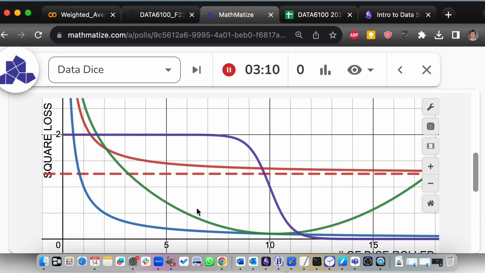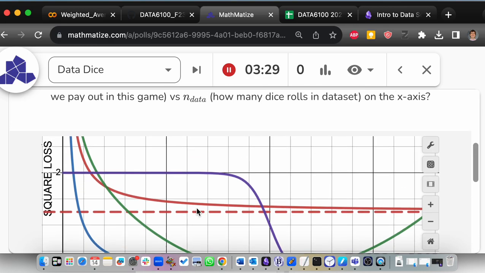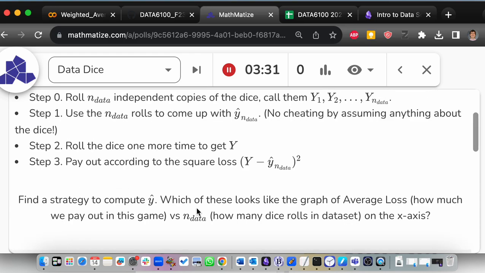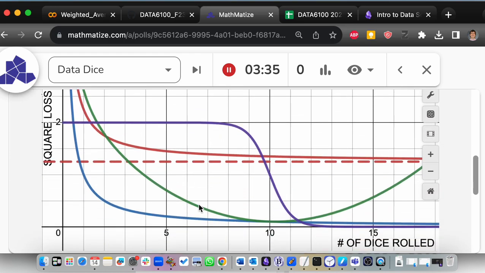Then there's the green curve, which goes down for a while, but then turns around. And last but not least, there's the purple curve, which is always going down, but it doesn't go down smoothly. It has this kind of critical window behavior, where it's flat for a while, and then it suddenly goes down a lot. And you have to think about this problem and what you know about data. How would rolling more dice help you figure this out? What do you think it would look like? Can you figure it out?